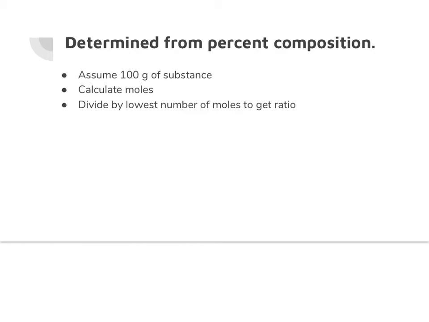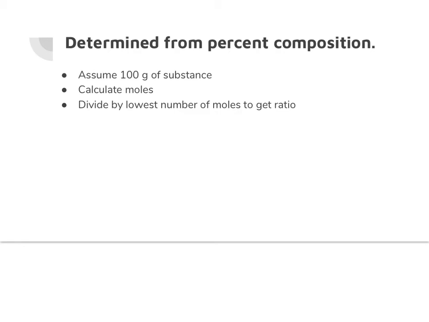There's another way that we can determine empirical formulas, and that's from percent composition. It's very similar to the gram composition we just did, but in these situations you're given percentages, so you know the percentage of a compound that is a particular element. The major assumption we must make when we determine from percent composition is that we assume we have 100 grams of the substance, which means 95% of the substance is the same as 95 grams. Once we make that assumption, we can calculate the number of moles, and then once again divide by the lowest number of moles in order to get our ratio.